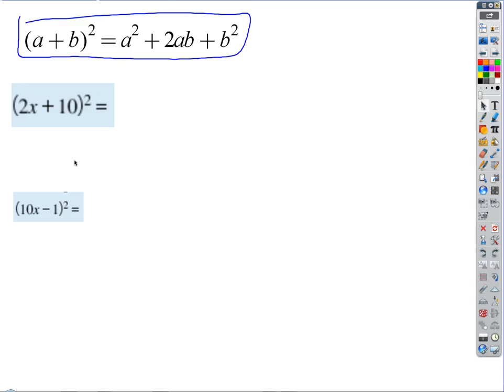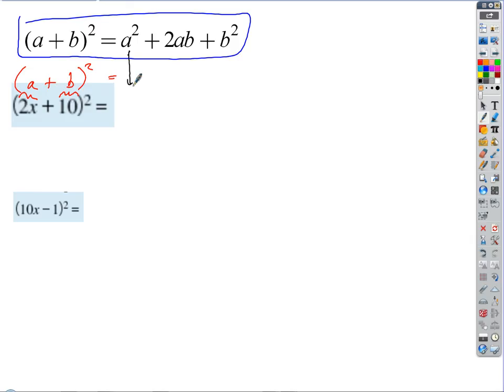I'd have to write it as 2x + 10 times 2x + 10 and distribute the 2x all the way through and distribute the 10 all the way through and add up like terms. That's not a ton of work, but it's some work. How could I do this using the pattern? What's my a? 2x. What's my b? 10. Okay. And so if we do (a + b)^2, that's our pattern, right? So what's this going to look like then?